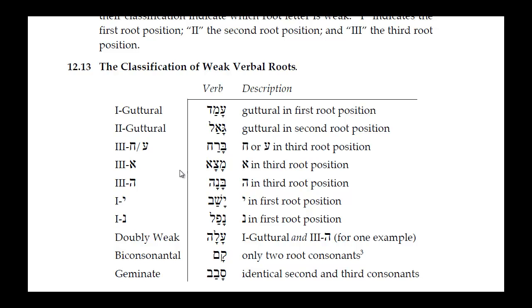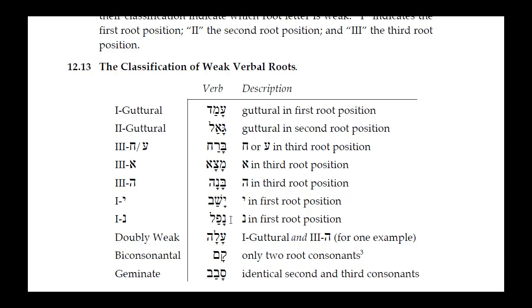Third aleph example is matzah. You have a third aleph. The aleph is in the third root position. And then we have what we call a third hay verb, which is the hay is in the third root position here. We have first yod, yashav, as I mentioned earlier, a first noon, where the noon is in the first root position.